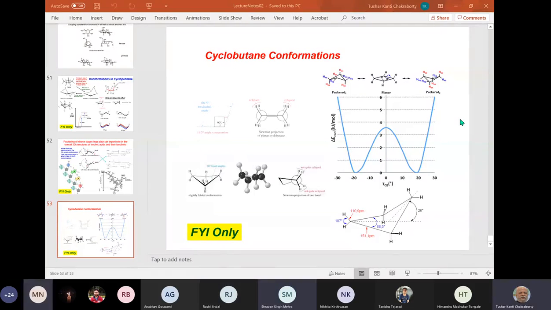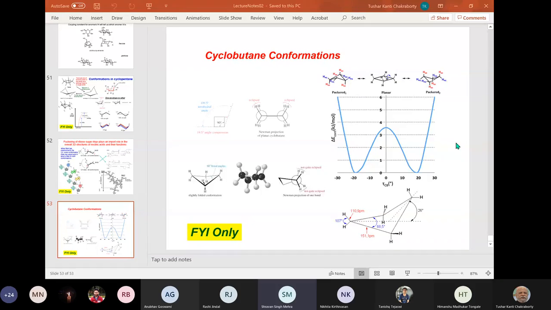Sir, in slide 44, there is a table for 1,3 diaxial interactions. I don't remember those things, but as I said, if you go from methyl to tertiary butyl, there is more steric interaction. Electronic effects are also there for some substituents. I just copied that table from somewhere. You only try to remember the value for methyl. We will not ask anything else.